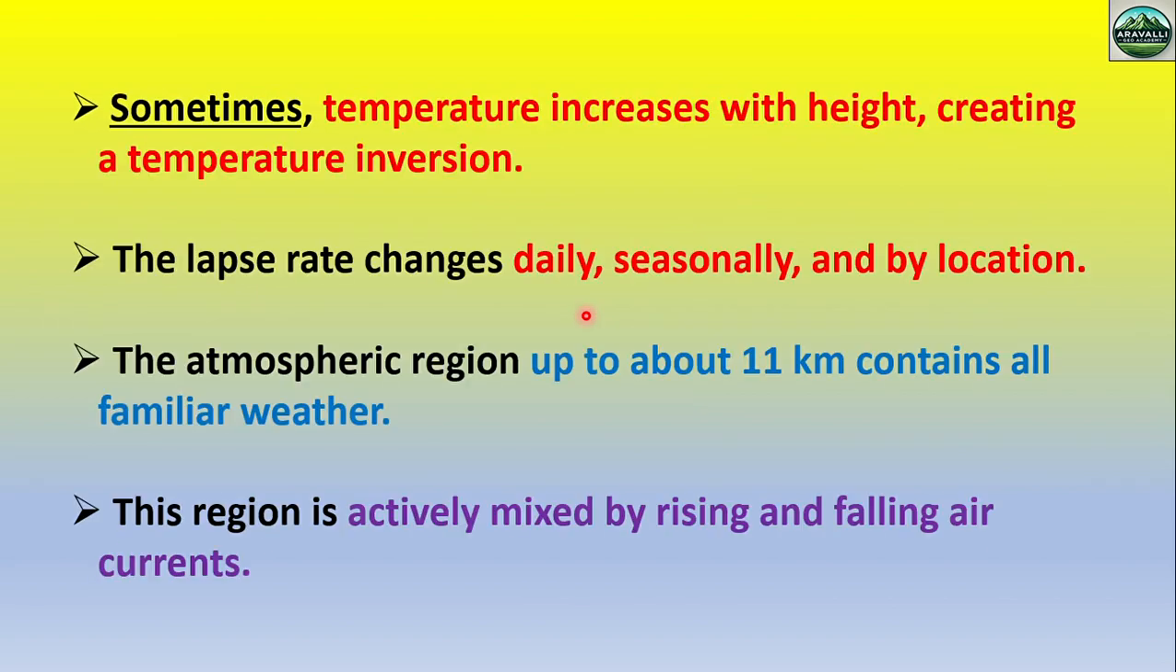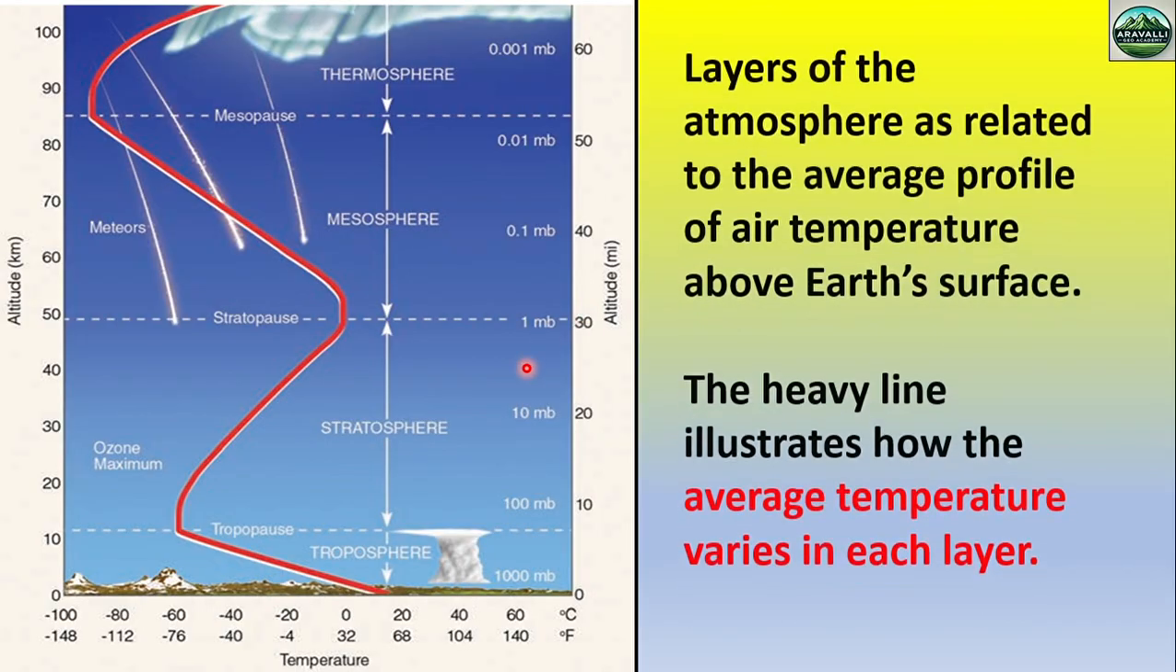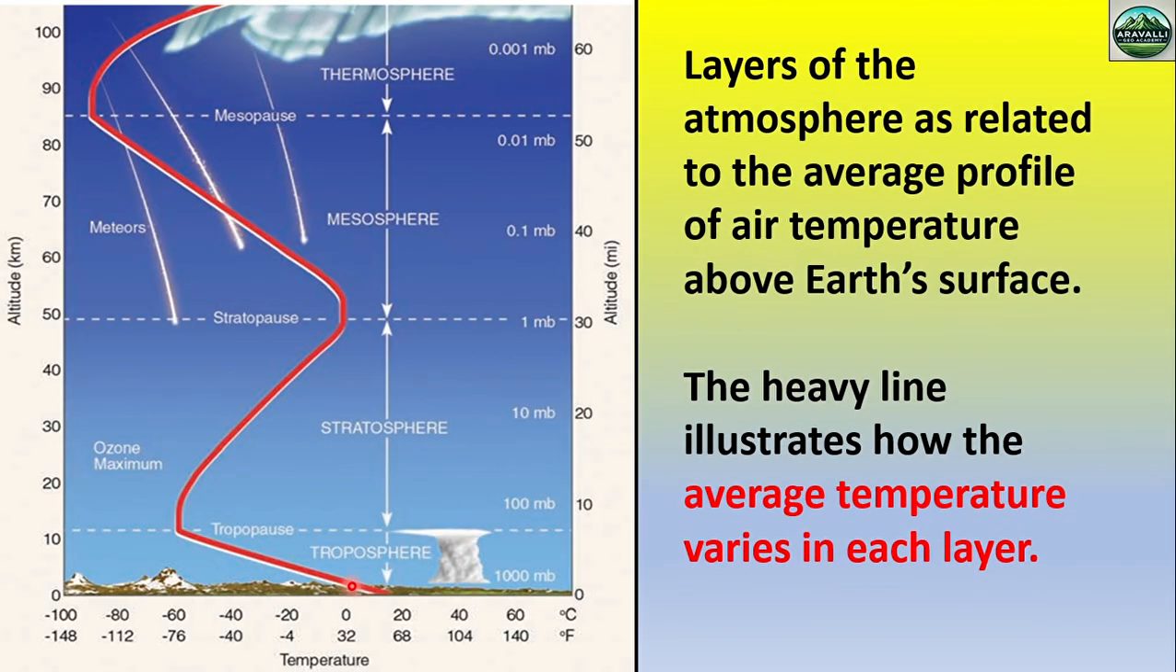Just wait, I will show you again the image of the isothermal zone. Again, see this one. At the surface, temperature is decreasing up to 11 kilometers. But focus on this region: the temperature is constant for a few kilometers of height. So this constant temperature zone is known as the isothermal zone.